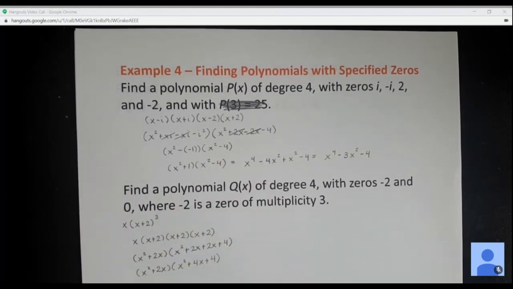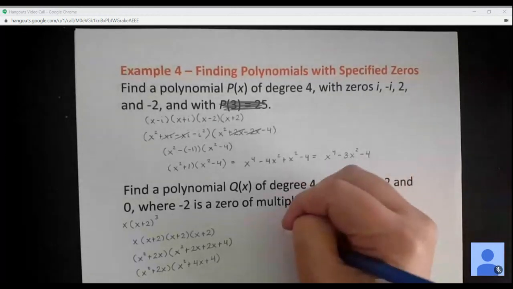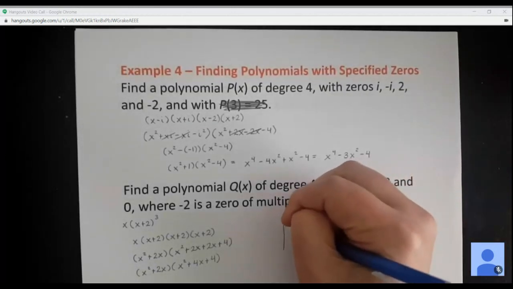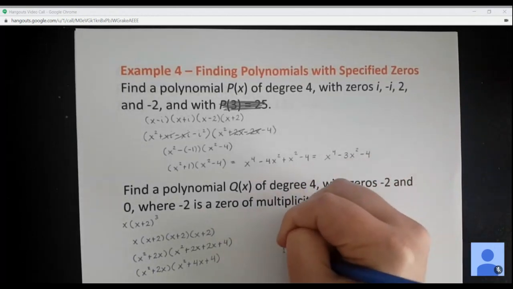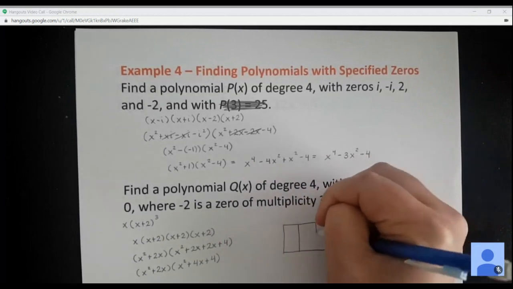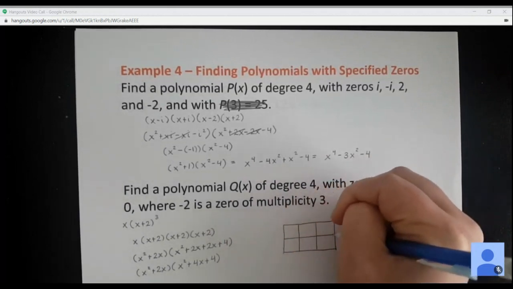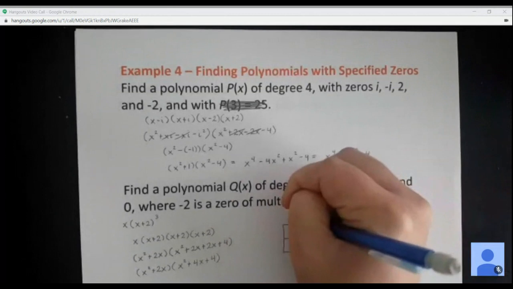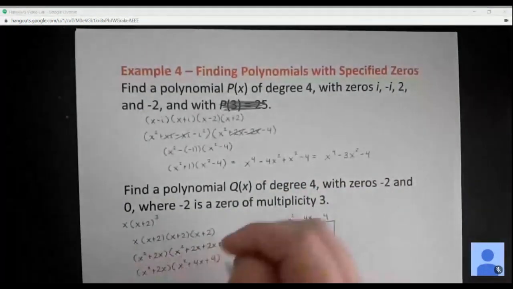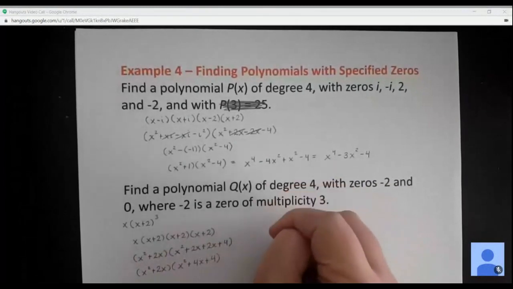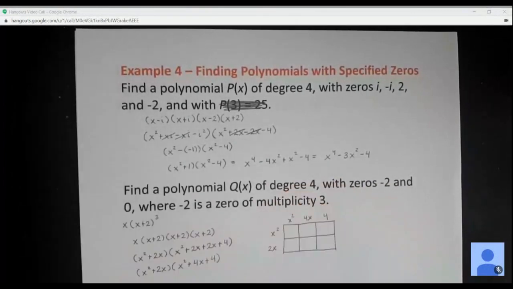Now, it's up to you, right, how you multiply this. If you're okay with just distributing each of those to all of your terms, feel free to do that. I'm going to set up the box, right, so we can actually multiply everything together here, just to make sure we don't miss anything. So I'm going to put my x squared, my 4x, and my 4 across the top. I'm going to put my x squared, my 2x down the side here.